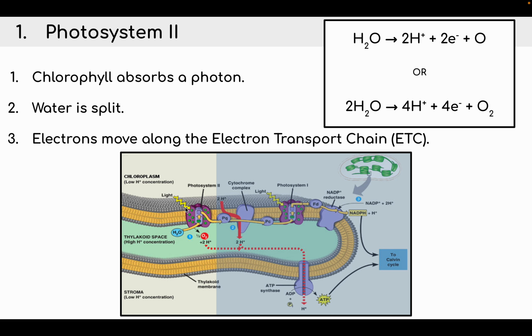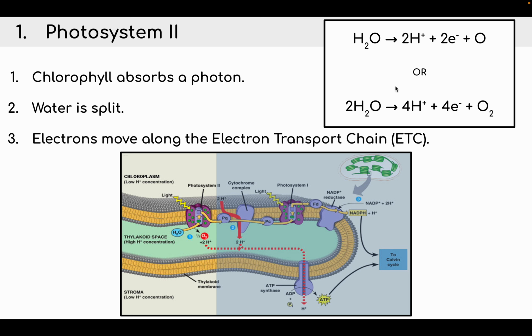And then light will hit that chlorophyll again and knock those electrons off, and photosystem 2 will split another water to get new electrons. So water is kind of like the electron input to photosystem 2 and the electron transport chain. So all of the electrons that are moving through the electron transport chain came from a water molecule.